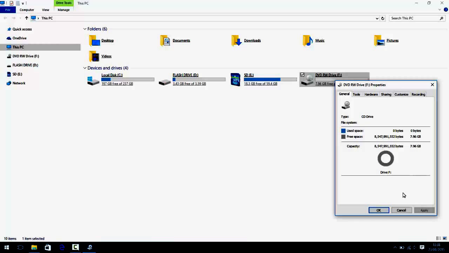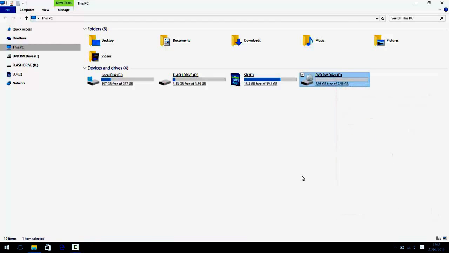So for today, that's all I have to say about how you detect your drives, how you detect your SD card, how you detect your DVD writer's exact capacity, and how much you can hold before you do any burning or any transfer to it.